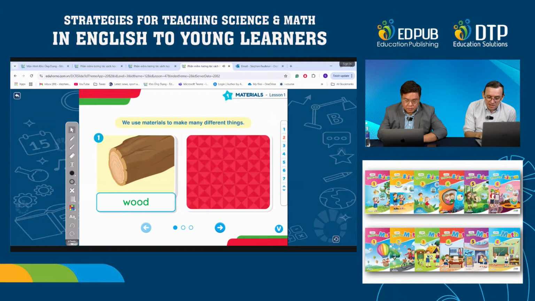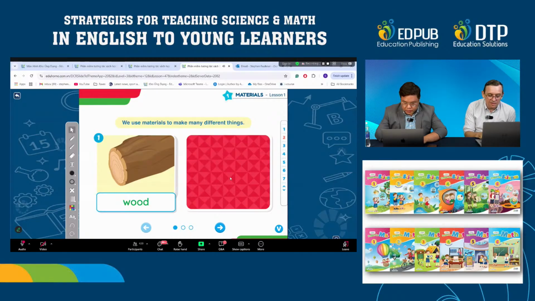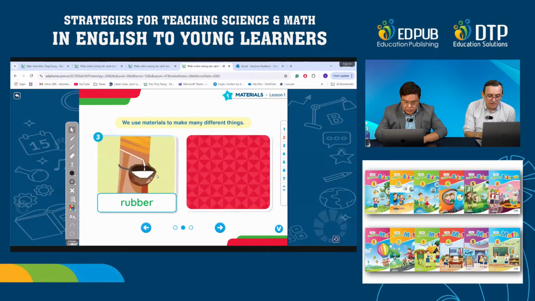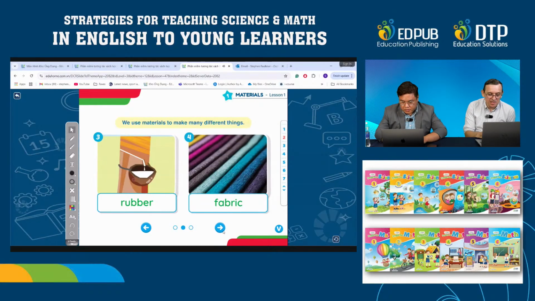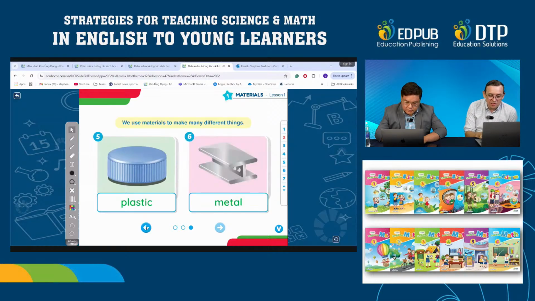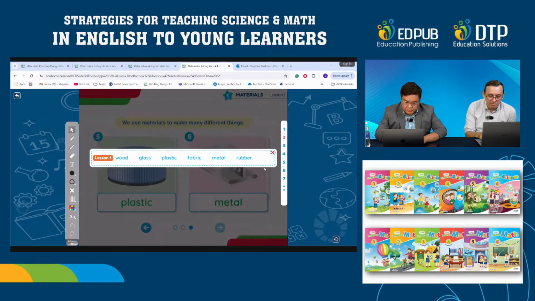Let me turn up the sound a bit and see if you can hear that. Wood. Okay. So we've got the vocab presented with flashcards style, big pictures for the students to see. So we've got six materials introduced. We've also got the vocab box there.